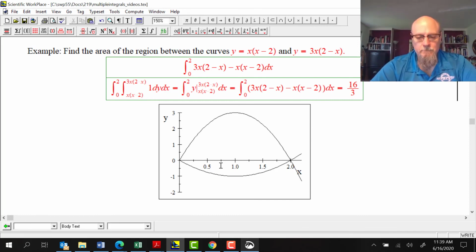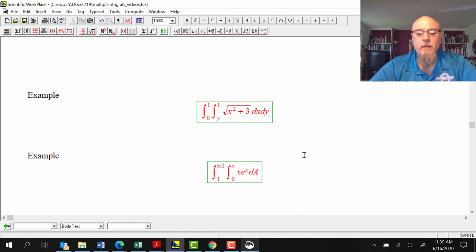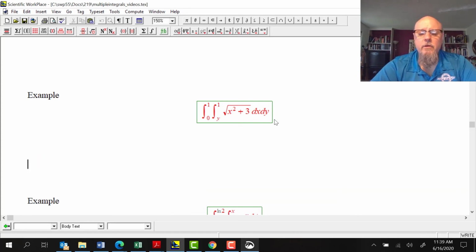Let's do another example. Here's one now. Okay, it's a double integral, dx dy. I've got to integrate this with respect to x. Now, that looks like trig sub. Oh, but let's just look at the footprint for a second.